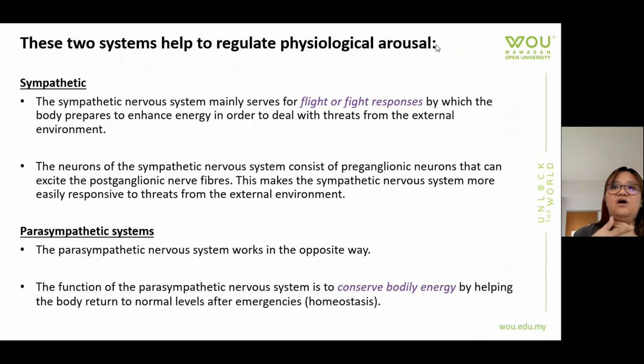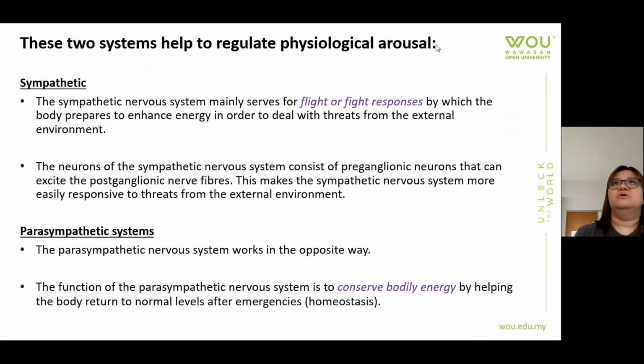And then meanwhile, for the other one, the parasympathetic system, it works the opposite way of the sympathetic. The parasympathetic nervous system helps us conserve bodily energy by doing regulation so that we return to the normal level after the emergency. That is the homeostasis process that happens during the parasympathetic system.